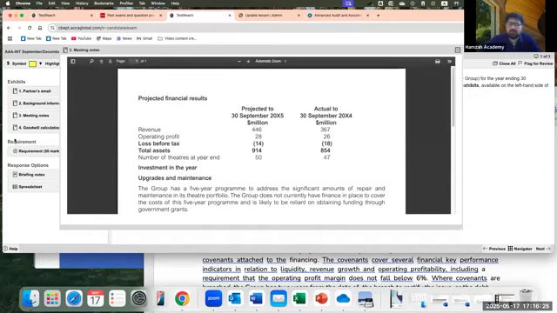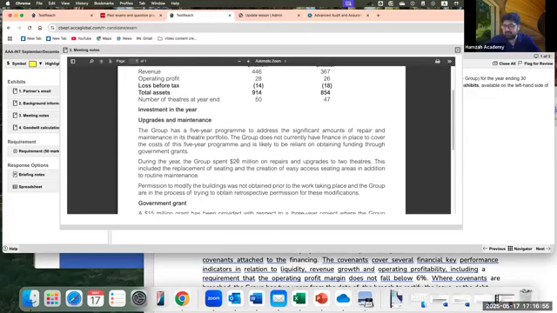Now, projected financial statements and actual: revenue is increasing by a good amount, rather a huge amount. You can see operating profit, it means margins are decreasing very much. Loss before tax. Okay, losses. Total assets increasing, theaters increasing, investment in the year.